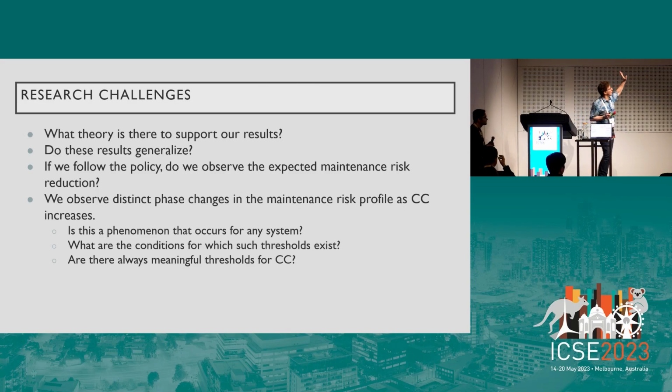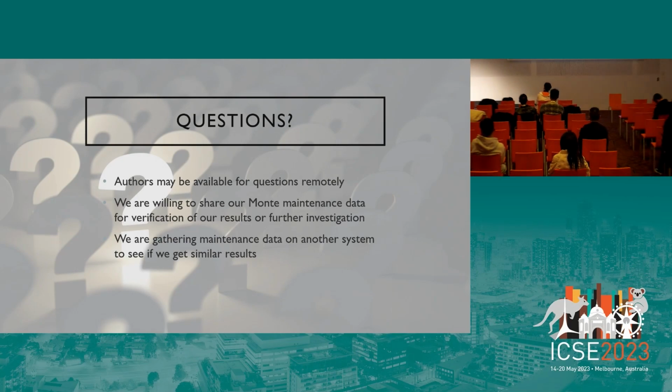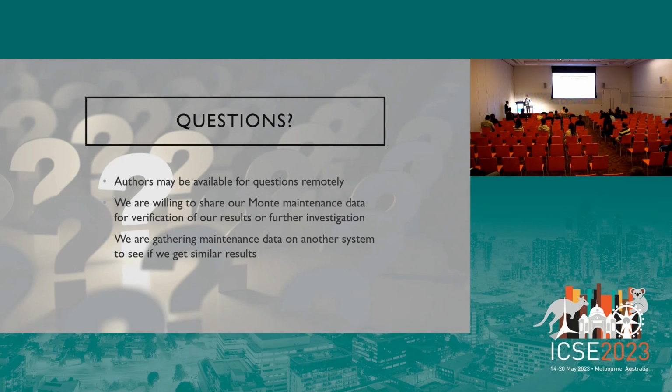So there's a set of research challenges. You can read more about those in the paper. I think one of them is the second bullet. Do these results generalize? This is a good number for Monty. What's the good number for your system? But there's a really simple way of following the same methodology to figure out what that number should be for the system. So at this point, I'm happy to take any questions.